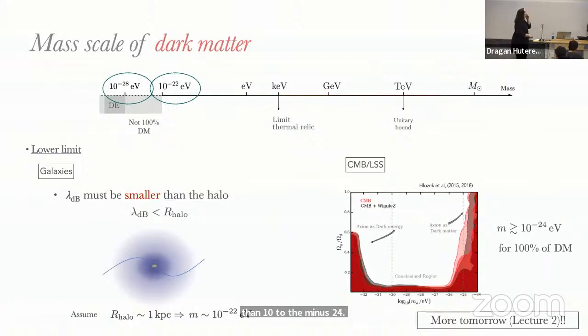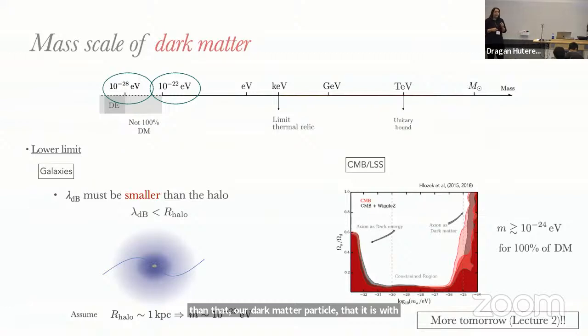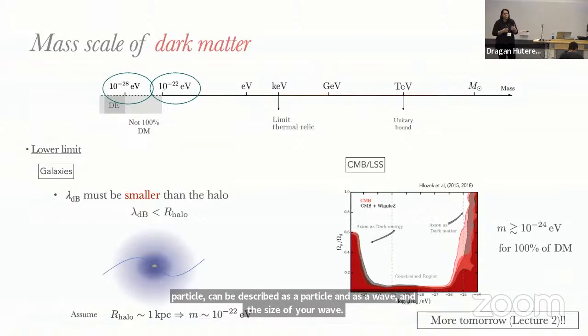And more than that, a dark matter particle with such a low mass is actually going to behave like a wave, not like a particle. So we all remember particle-wave duality. And if you don't remember, tomorrow I'm going to talk about that. So basically, everything in the universe, every particle can be described as a particle and as a wave. And the size of your wave depends on your mass and your velocity.